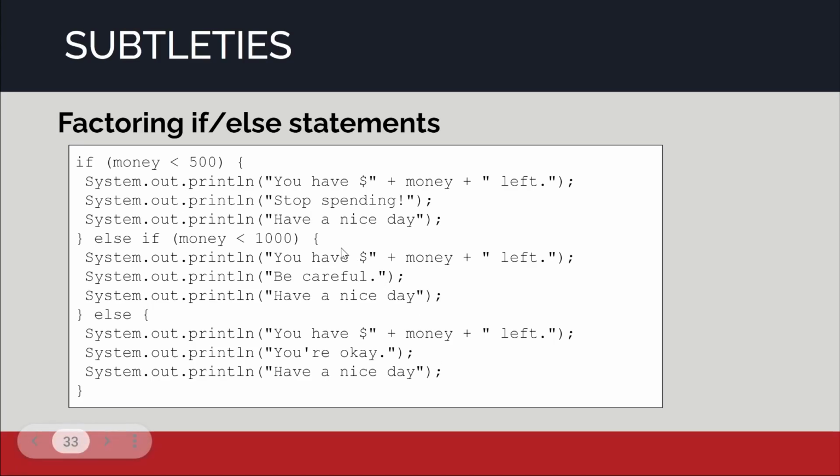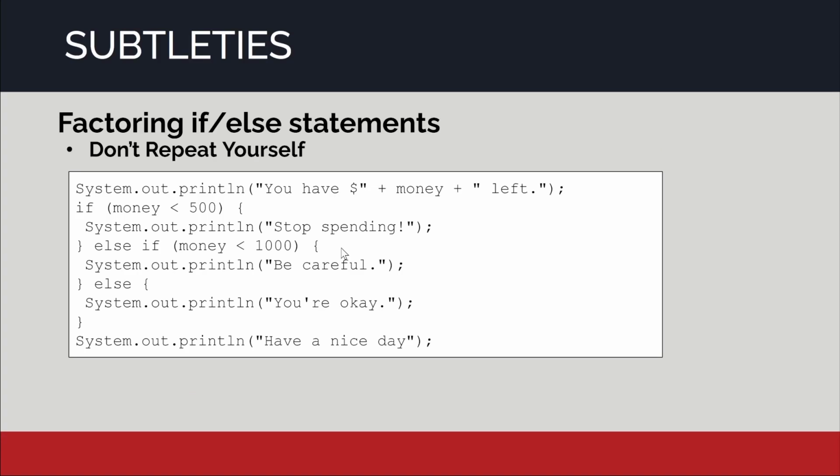Anytime you see an if-else statement where you have the same things inside the blocks, you should take it out. That part where we print out how much money you have left, we're doing that in all cases. So just take it out of the whole thing, do it first, and then check the money amount and give the specific message, and then close it up with one time and one time only saying have a nice day. So anytime you see repetition in those if-else statements, try to take those things out. They don't belong in there if you're doing it for every branch.